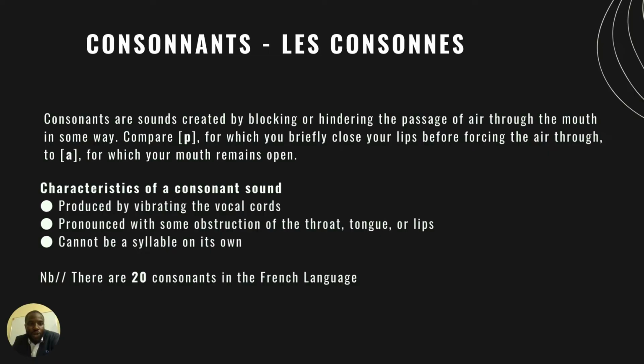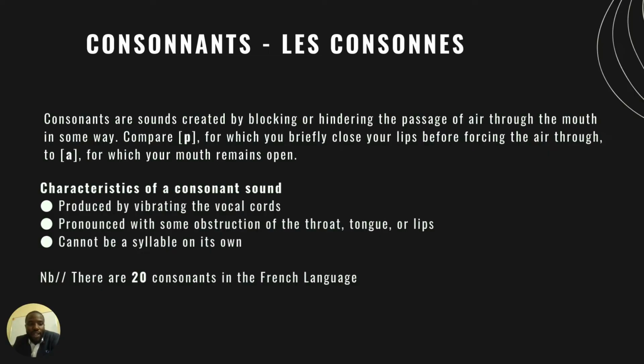So consonants are sounds created by blocking or hindering the passage of air through the mouth in some way. If you compare pe, for which you briefly close your lips before forcing the air through, to R, for which your mouth remains open. R. So if you look at the difference in how we say the two different letters, that's the difference between what? A consonant and a vowel.